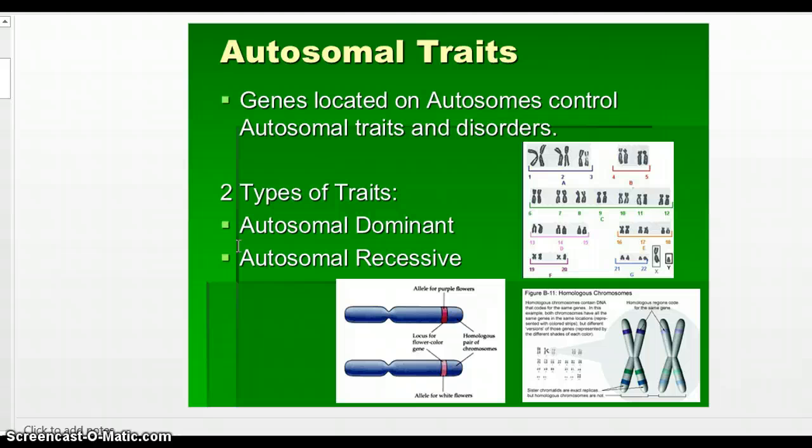So genes located on the autosomes control autosomal traits and could possibly form autosomal diseases if there were mutations in these chromosomes or in these genes. And there's autosomal dominant and there's autosomal recessive, and we're going to talk about some of those later.